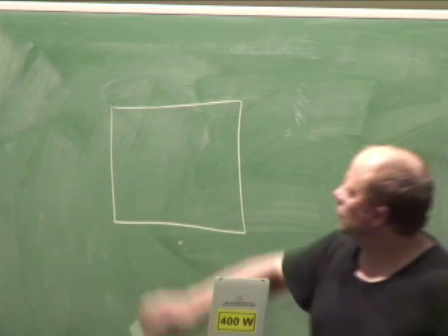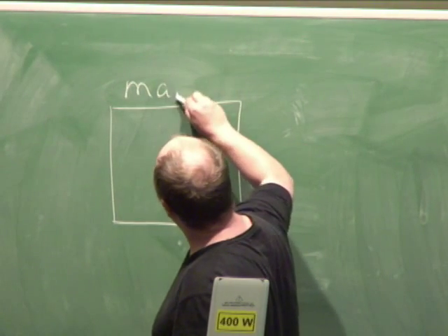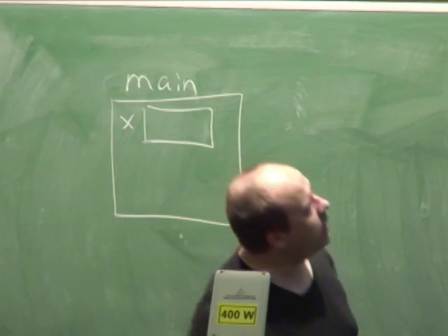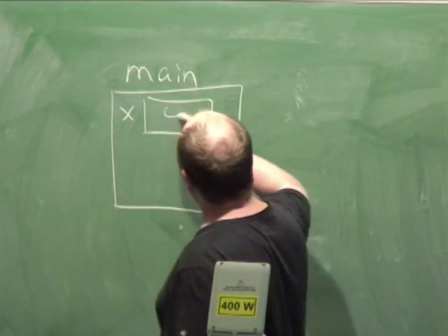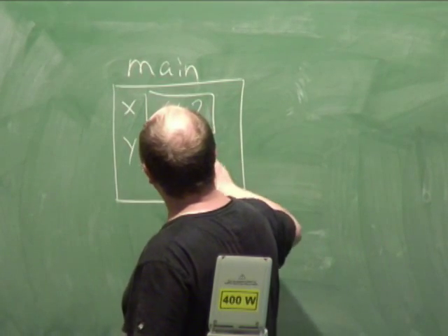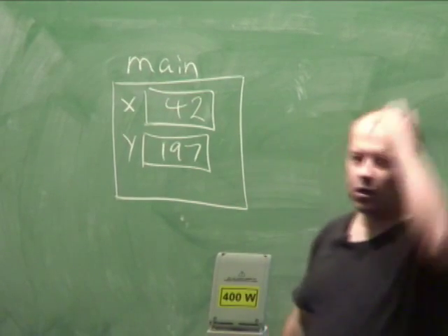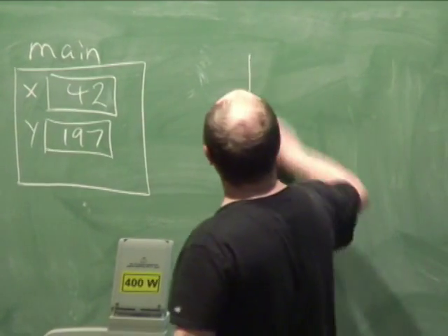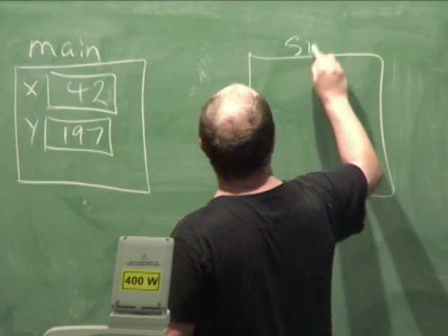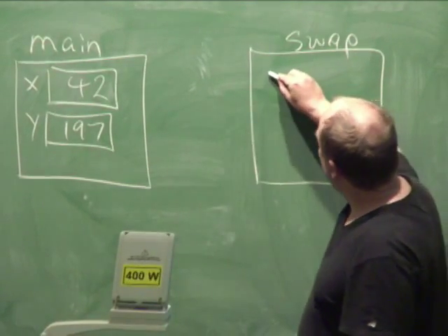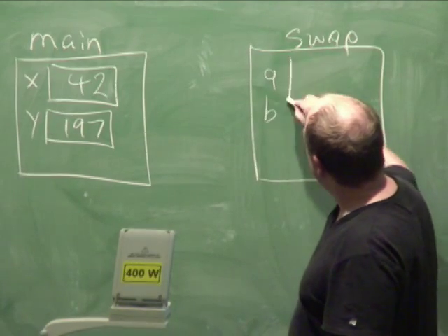All right, so here's main over here. I have a box for X, which has got, say, 42 in it. And I've got a box for Y, with 197 in it. If I call swap AB, then over here, I have an A and a B.